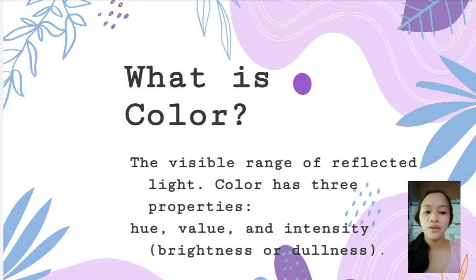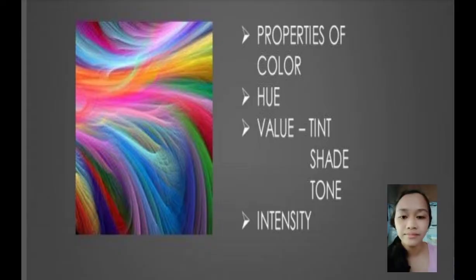So what is color? It is the visible range of reflected light, and color has three properties, which are the hue, value, and intensity, or the brightness or dullness. The properties of color are hue, value, which consists of the tint, shade, and tone, and the last one is the intensity.